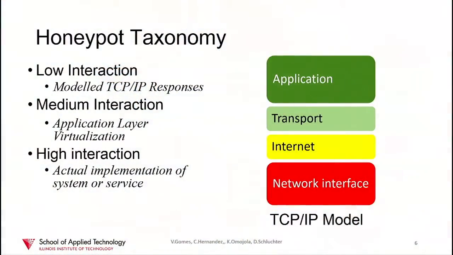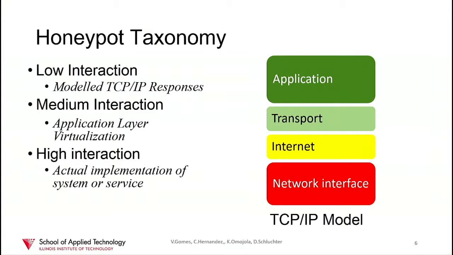The medium interaction honeypot is virtualizing the application, so it's starting to bring in the application layer. And then the high interaction is the actual implementation of the system or service. So if it's just a network service, that's at the application layer. If it's the whole system, it's basically bringing in all 4 layers. Of course, all 4 layers are involved everywhere, but this is where the interaction is lying.